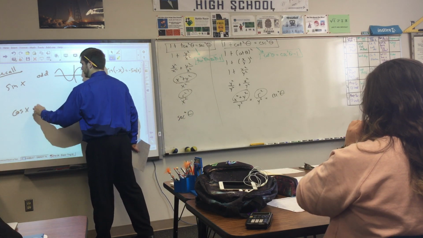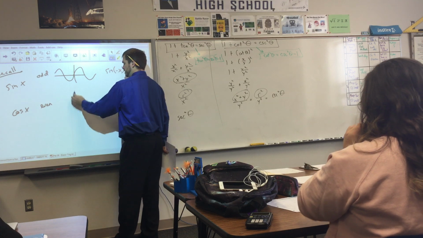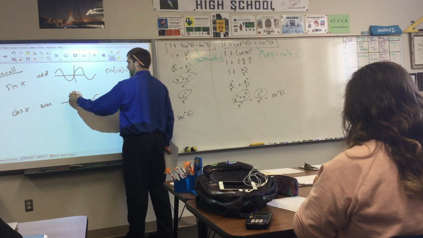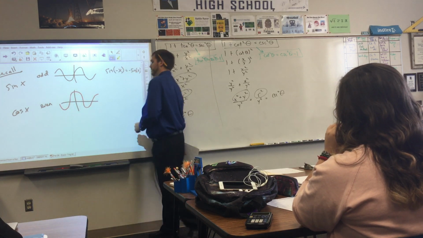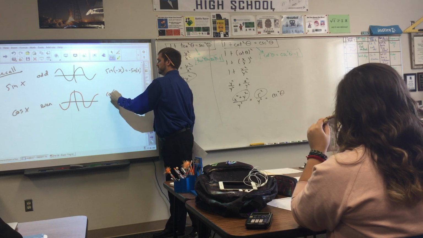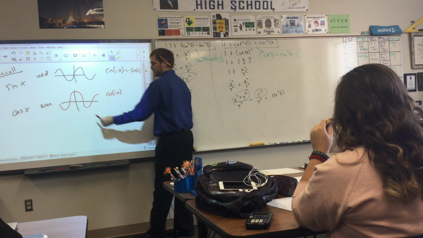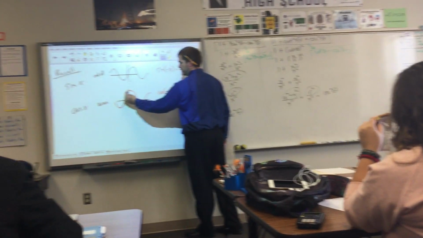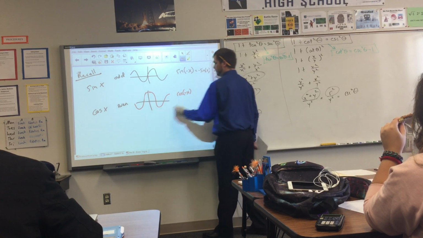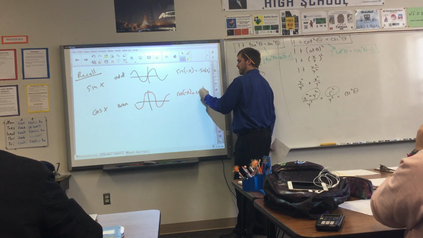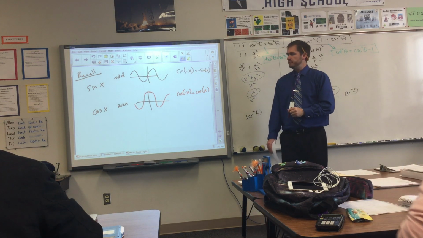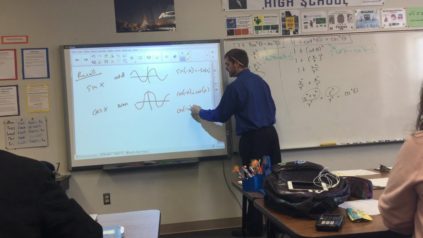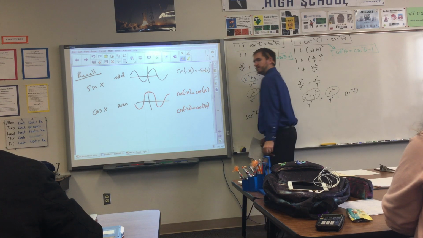And cosine was even, which meant that if we had the cosine of negative x, cosine of negative pi over 2, or cosine of negative 0.1, it's the same thing as the cosine of 0.1. So cosine of negative x equals cosine x. For example, cosine of negative 30 is the same thing as the cosine of positive 30. Stuff like that.